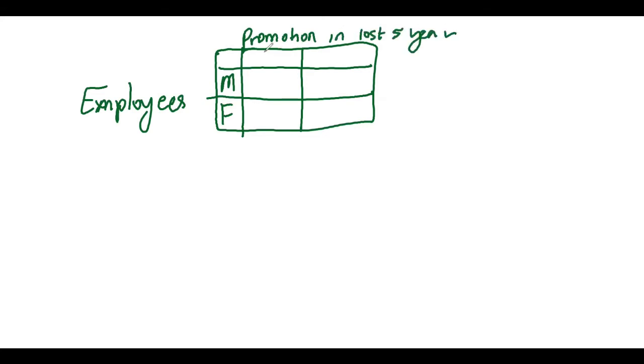So this is promoted and this is not promoted. I found that there are 20 male faculties and 30 female faculties in the department. So in total, there are 50 faculties in the department, right? I hope you understand this.